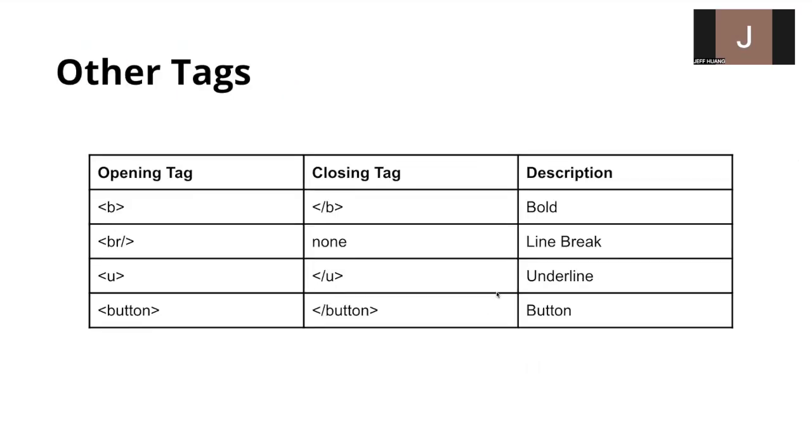So here are some other types of text. You could bold, line break, underline, or create a button. For a line break, you don't need a closing tag.